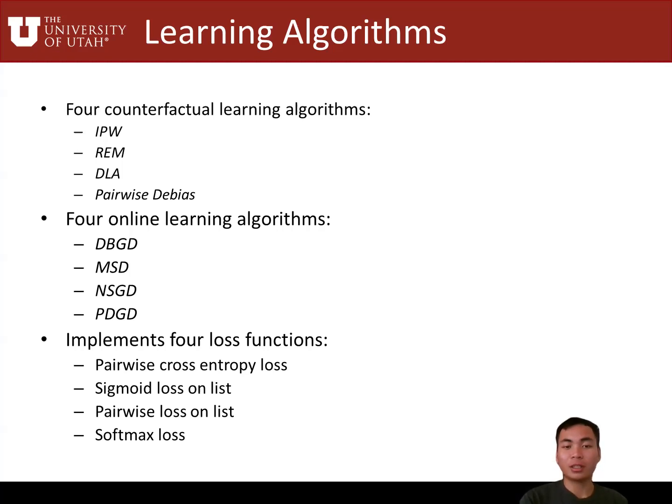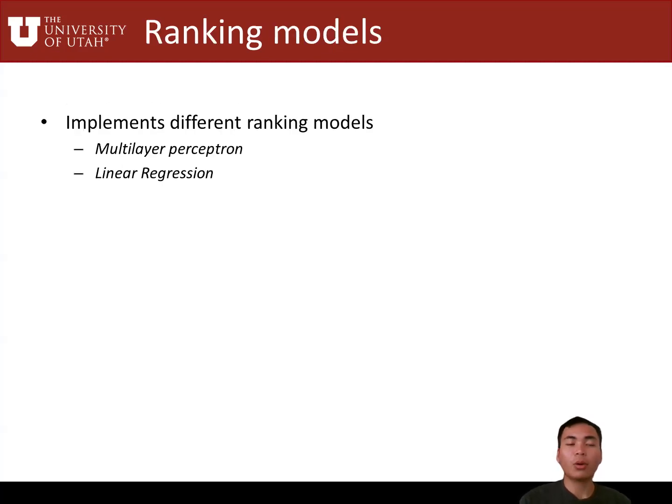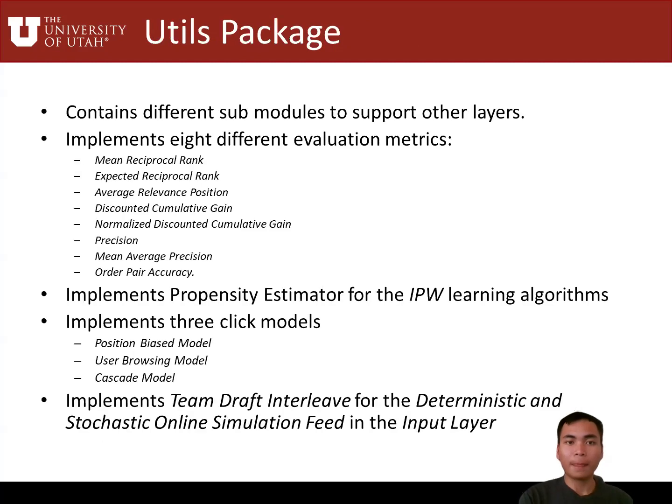We currently implement 4 loss functions: the pairwise cross entropy loss, the sigmoid loss on list, the pairwise loss on list, and softmax loss. For the ranking model, currently we only have 2 baseline models: a multi-layer perceptron that has 3 hidden layers, and the linear regression. And finally, the util package.